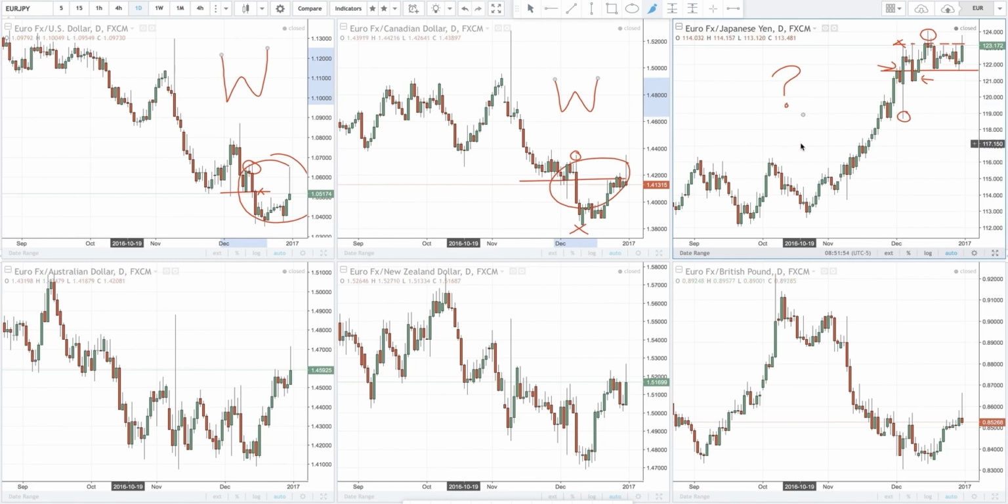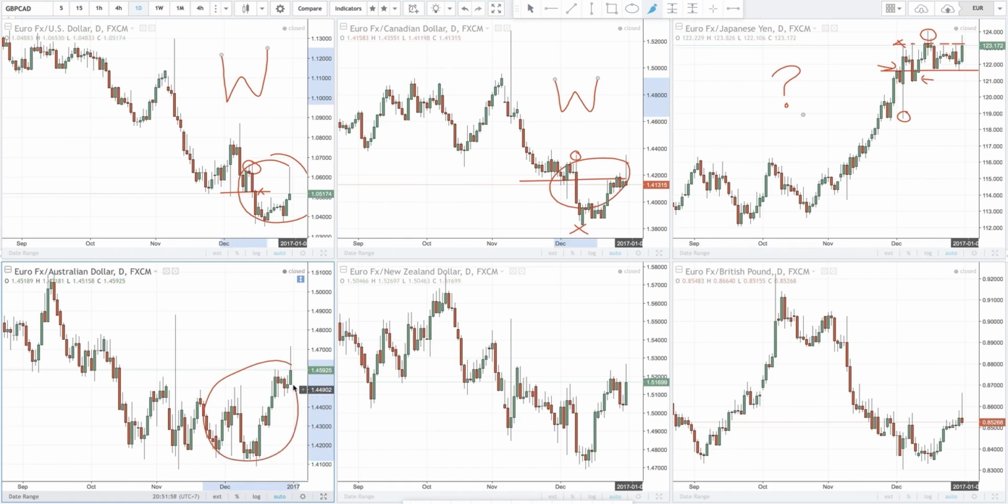This is neutral. Euro Aussie, if I was to say focus on just this much area here, looks like we're in an upward movement. If that's an upward movement there, this says euro strong. Okay.